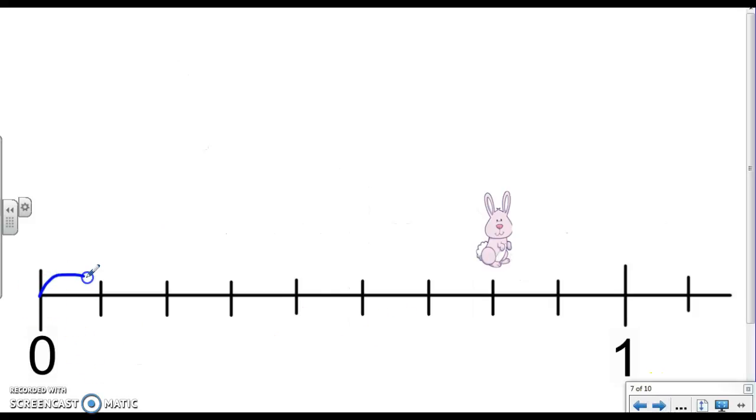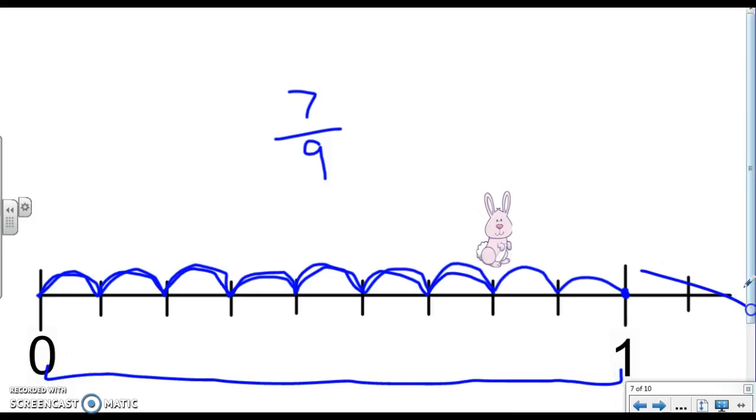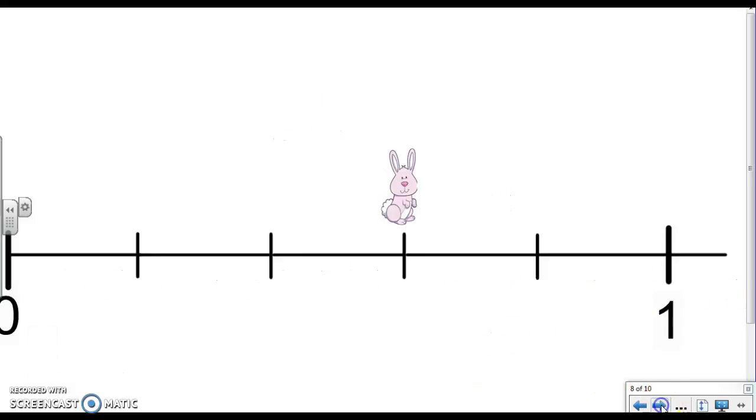For this one, you can see that he is 1, 2, 3. Notice I'm landing on the lines. 4, 5, 6, 7. He has hopped 7 hops out of a total of 1, 2, 3, 4, 5, 6, 7, 8, 9. Now I'm going to stop here after 9 hops, because again, my bridge is one whole bridge. All that other stuff is just extra. It's going to go on to that next whole number. So he is located at the fraction 7/9. He is 7/9 of the way across that bridge.